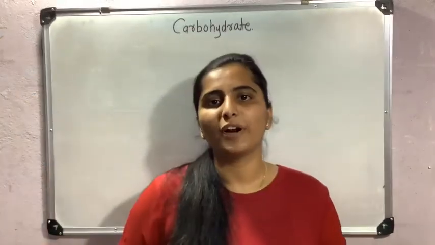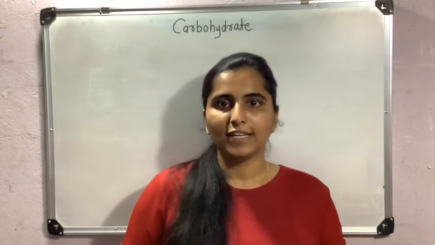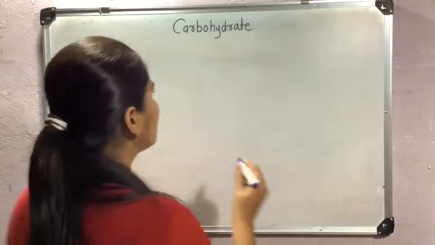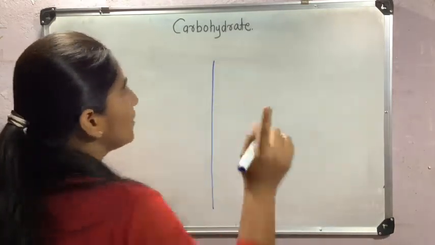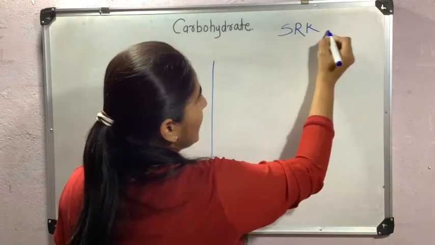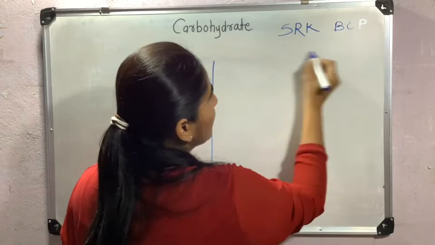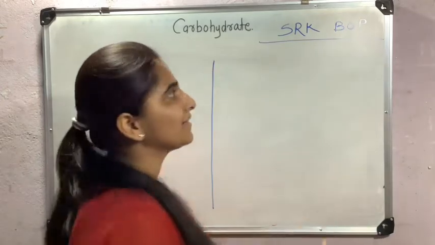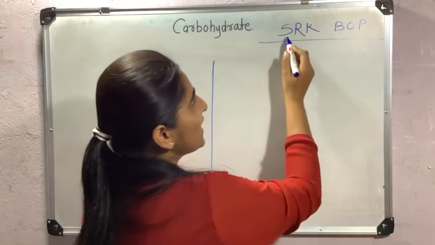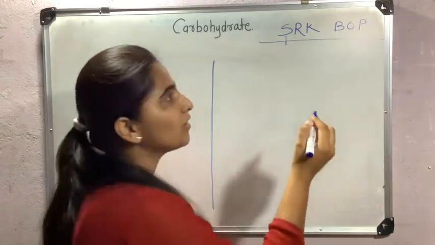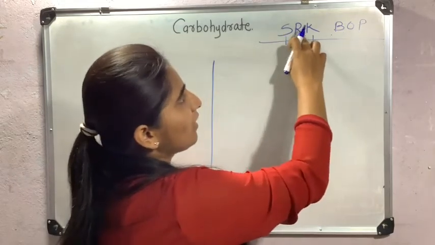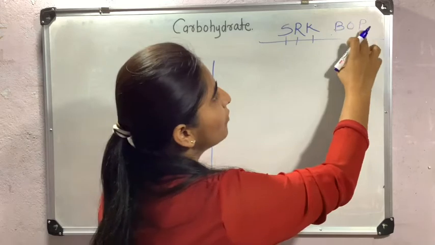There are two more important tests used for identification, namely Seliwanoff's test and Bial's test. These tests are correlated to each other. Before going to understand them, remember one short form, SRKBOP. You can remember it like this: SRK belongs to a poor family, or SRK means Shah Rukh Khan. Shah Rukh Khan is a boy of a poor family.